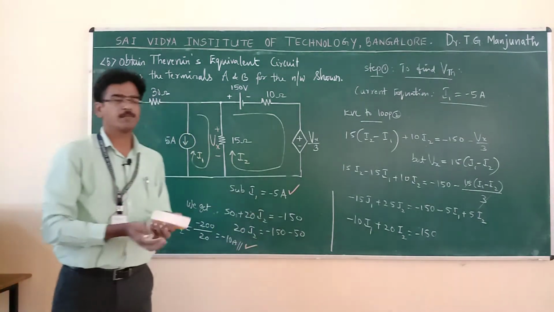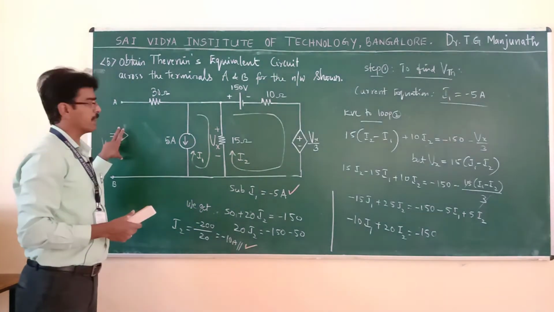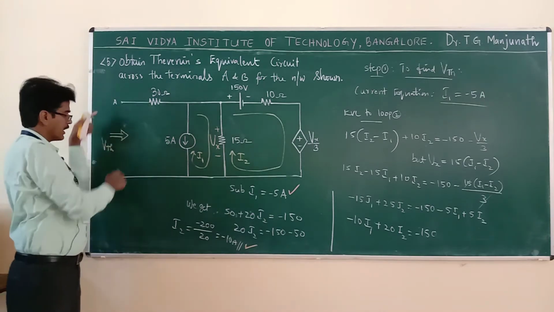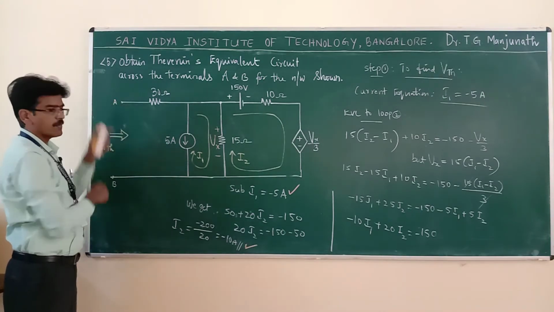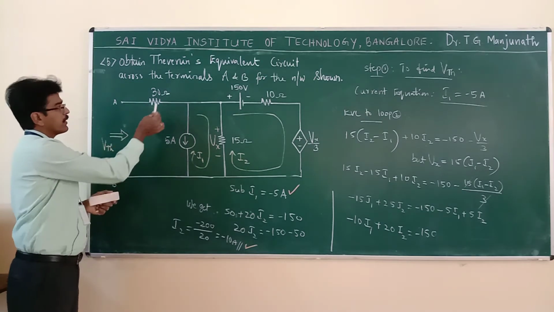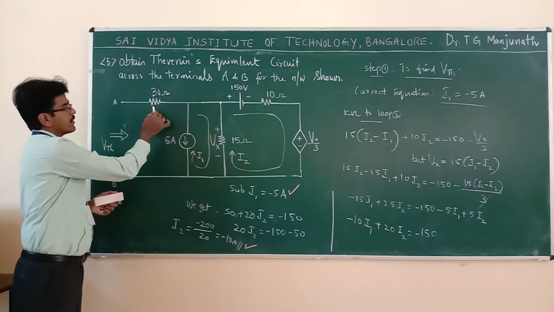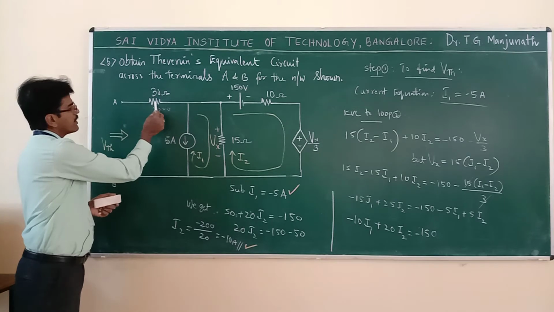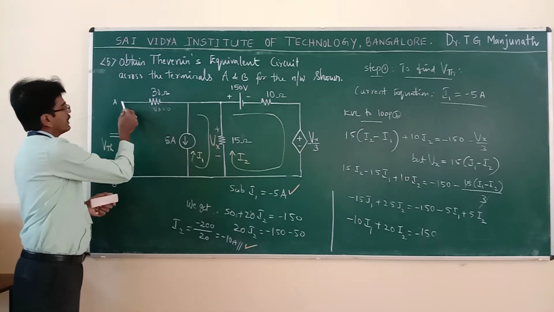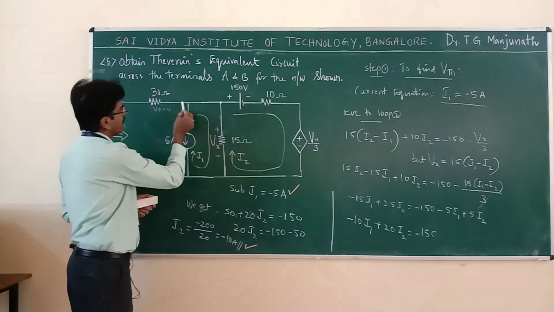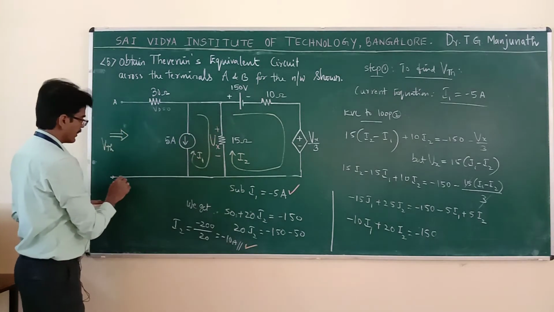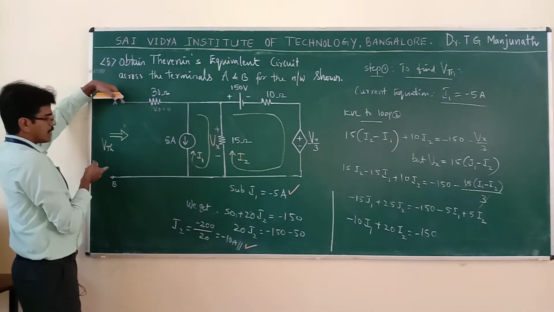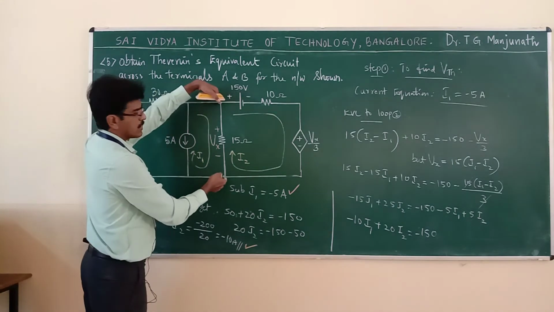Now what is my intention? My intention is to find V Thevenin. V Thevenin is the voltage between A and B. Since this is open, no current is flowing here, hence the voltage drop here is 0. Voltage 0 means it is a short circuit. Therefore this point is the same as this point. So V Thevenin is the voltage between these two points, which is the same as the voltage between these two points.